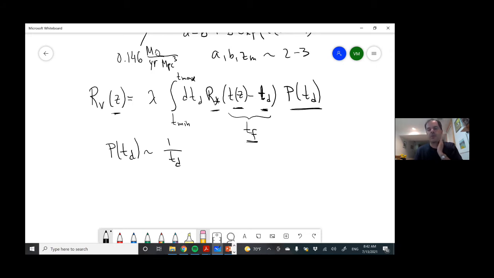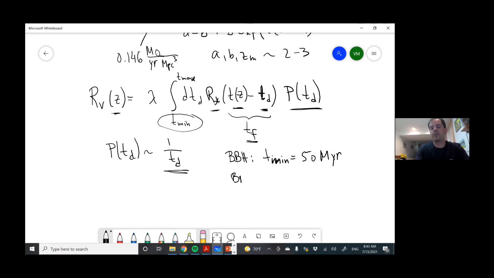It also doesn't matter too much because this integral is really dominated by the minimum time for the time delay. So slight variations in the exponent in this functional form don't matter too much. What matters is what you choose for the T min to be. And for the binary black holes, we assume the T min to be 50 megayear. So this is basically saying that if we have a binary black hole, it will take at least 50 million years for it to merge.